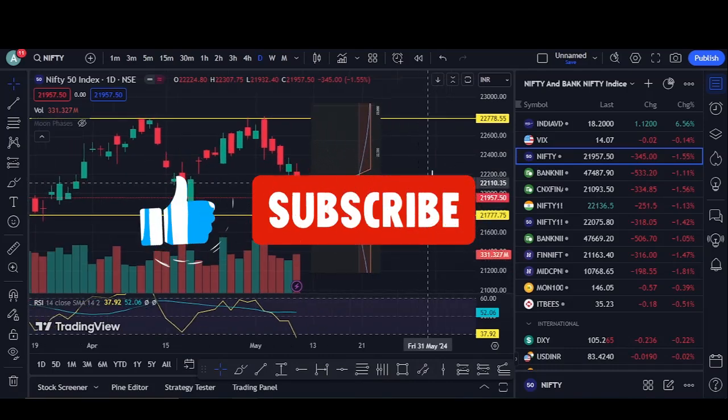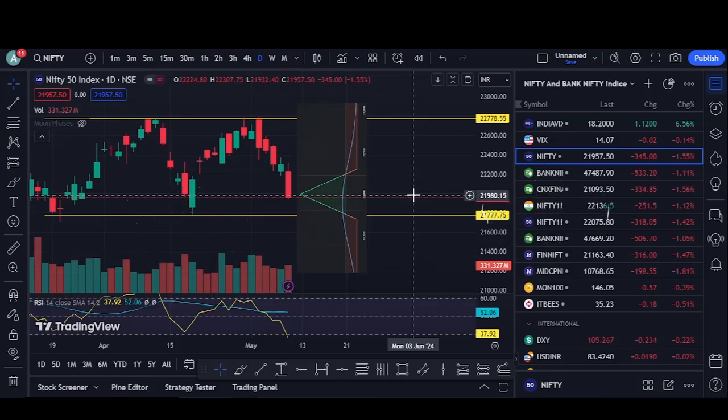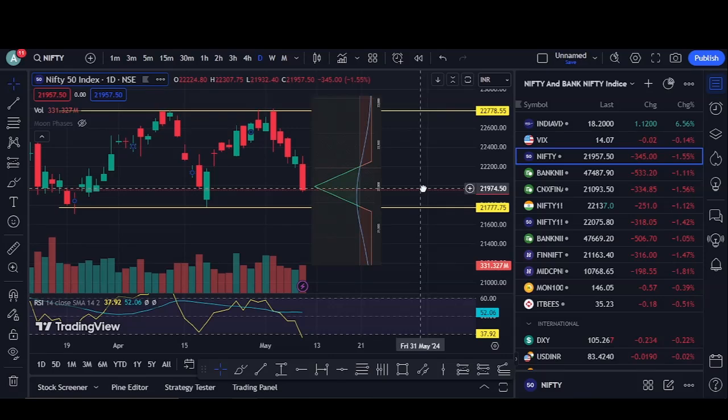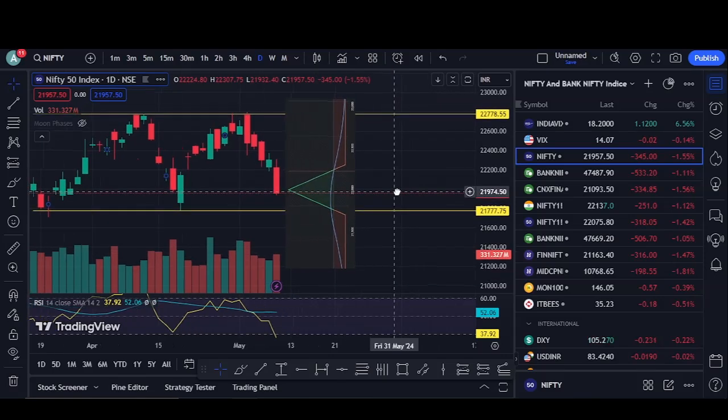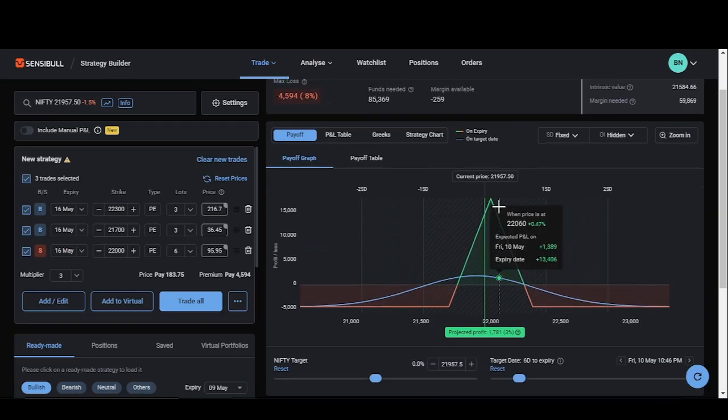Today we'll see one more strategy. It's a directional butterfly. Actually, generally people use the butterfly as a non-directional strategy. Mainly I have to explain the butterfly strategy. We can create these butterflies either in non-directional as well as directional ways. Today I'll be explaining my real trades.